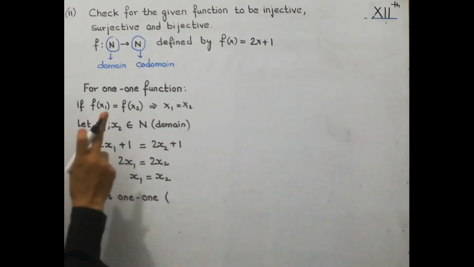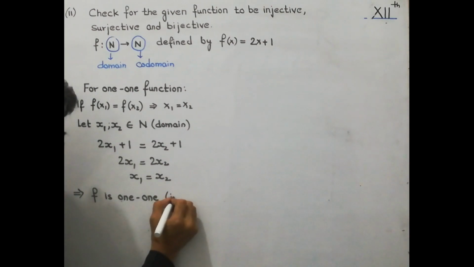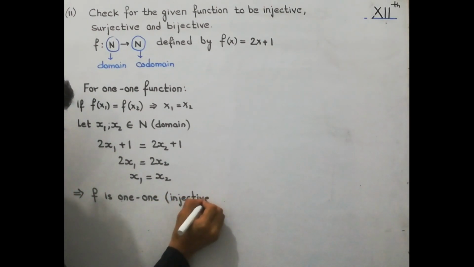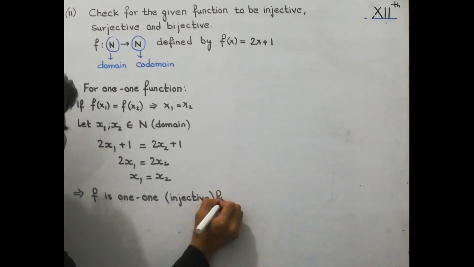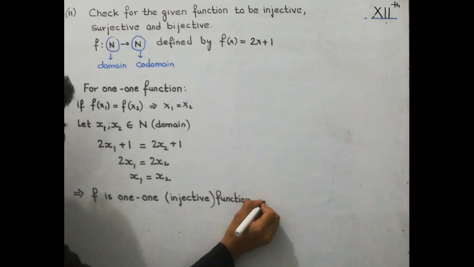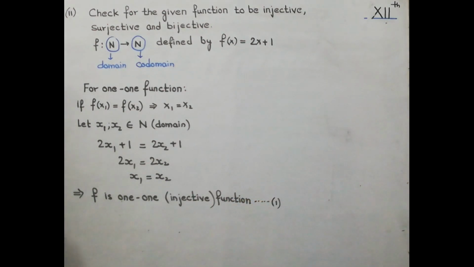One-one means it is injective. So here we changed the domain and the codomain, but we are getting the same result. It is 1-1. Now let us check for onto function. Okay.